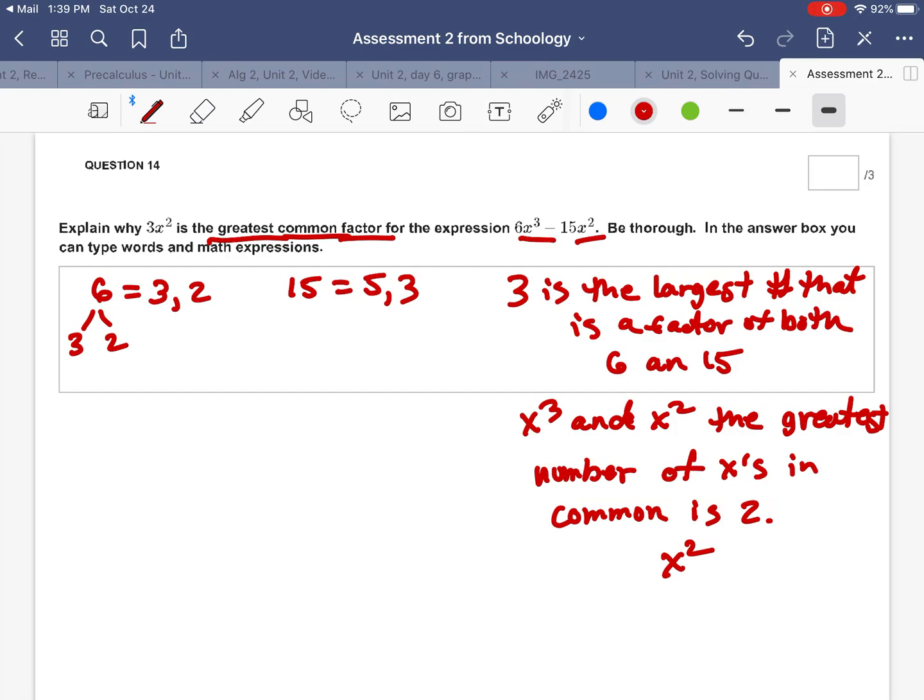Now you can say it a little bit shorter probably or a little bit different way, but those are the main reasons, all right? So let's get that straight, all right?